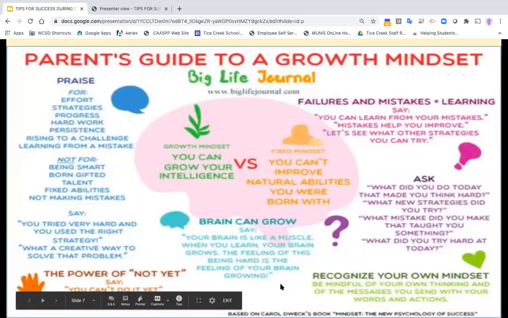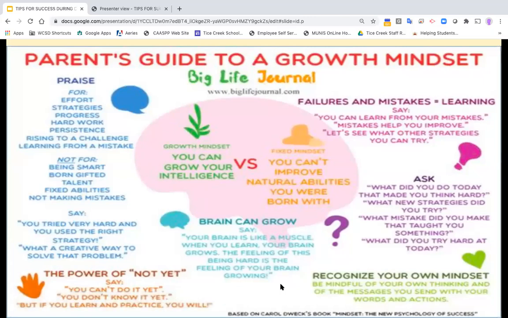So this is one of the resources that we do have, which is called Big Life Journal. That is at the end of the slideshow. And this is just some tips on a Parents' Guide to Growth Mindset. Some things I wanted to point out: we can never give our kids enough praise, obviously, and making sure that it's the right kind of praise. If we are praising them for their effort, for their persistence and their hard work, rather than just fixed abilities and the grades they have, but the journey itself. I think that's really important.